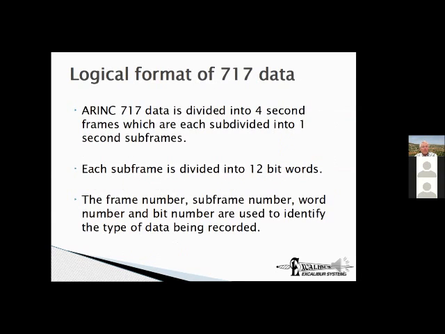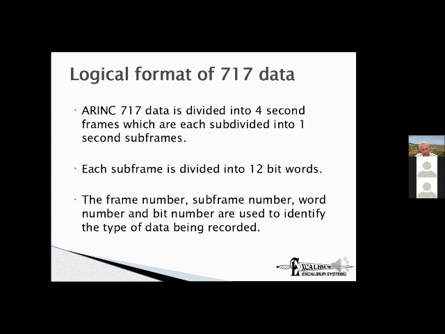Now, logically speaking, the 717 data is collected in frames. A frame is 4 seconds long. So all the data collected is collected every 4 seconds. Now, that doesn't mean that nothing is collected more often than that, but if something is collected more often than that, that just means it's available in multiple places within the frame. So there are 4 subframes, which are 1 second apiece, and together they form a frame.